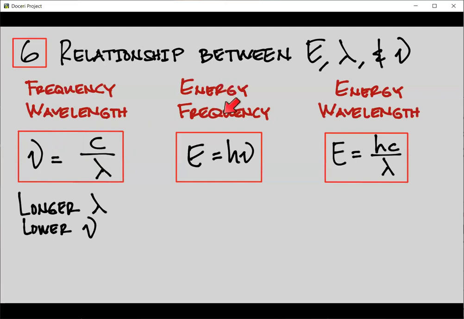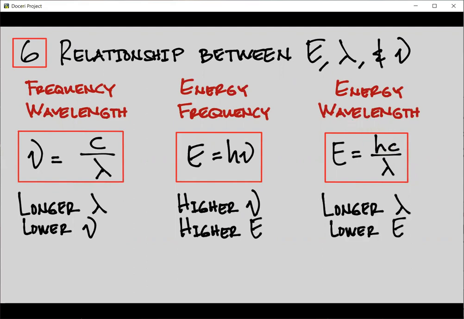In terms of energy and frequency, they're directly related here. So increasing one would increase the other as well. The higher the frequency, the higher the energy. And finally, we have energy and wavelength. Again, you're dividing hc by wavelength. And so the larger the wavelength is, the lower the energy. And the shorter the wavelength is, the higher the energy.